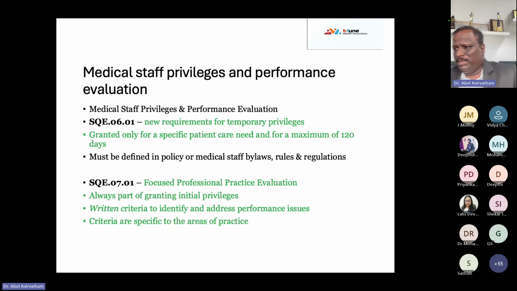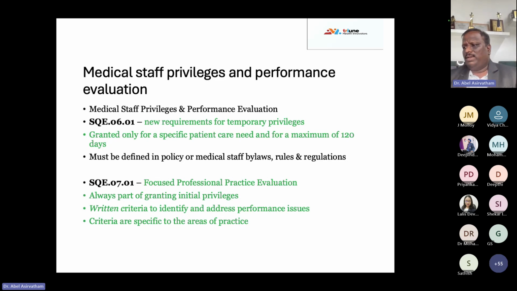Then the most important thing will be the focused professional practice evaluation. When I say always part of granting initial privileges, 2 things. One is suppose a doctor A requests privileges for say EP, he's a cardiologist and he requests privileges for EP also, in addition to interventional cardiology. So what happens is the person who gives them privileges would like to see how he performs, or at least they might give him a separate set of metrics, and then they would like to observe him for a period of say 90 days, 120 days, and then give him permanent privileges.